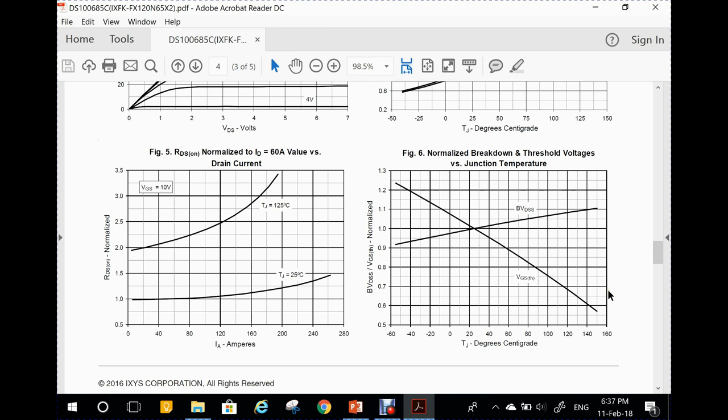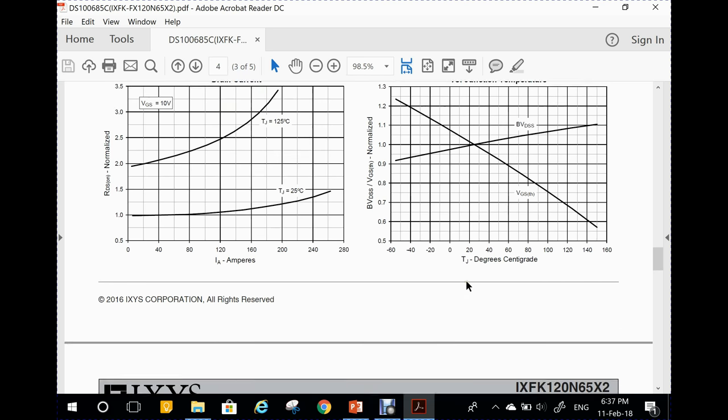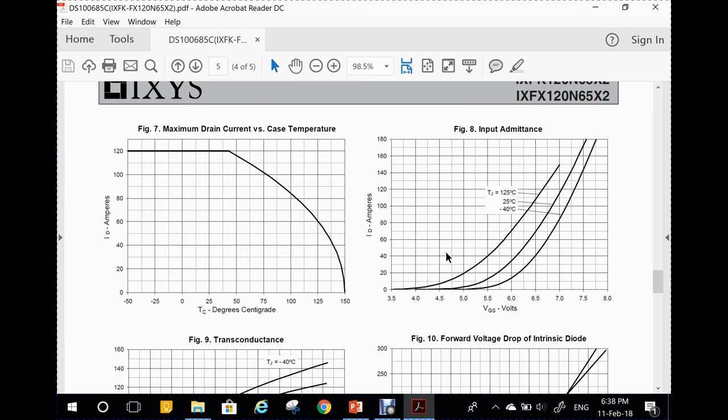This is the breakdown of the device as a function of temperature. That's not that important. Let me go to these curves.